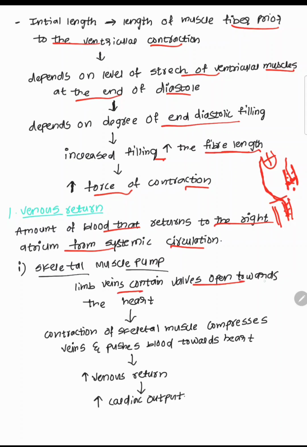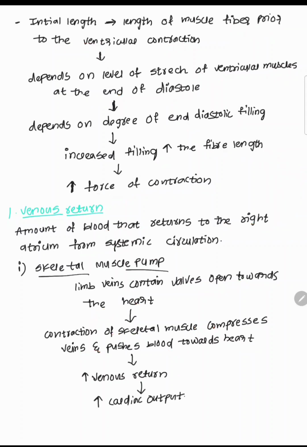Limb veins contain valves that open towards the heart. Only towards the heart will they open. You remember that. Then contraction of skeletal muscle compresses the veins and pushes blood towards the heart. Then venous return will be increased. When venous return increases, there will be an increase in the cardiac output.